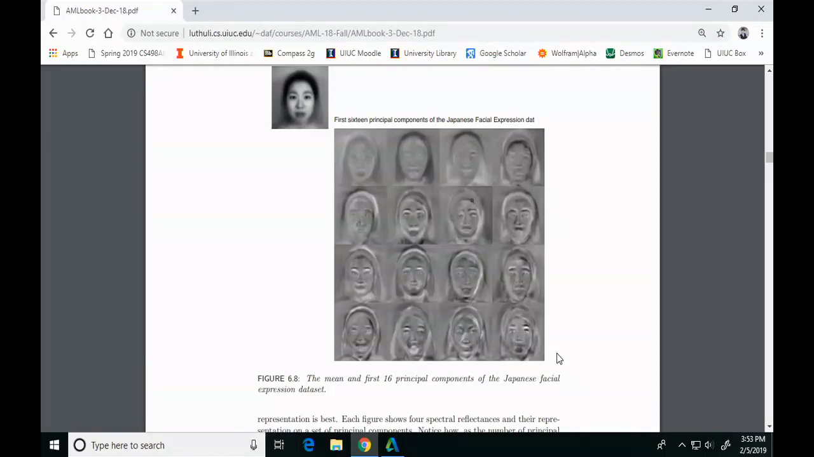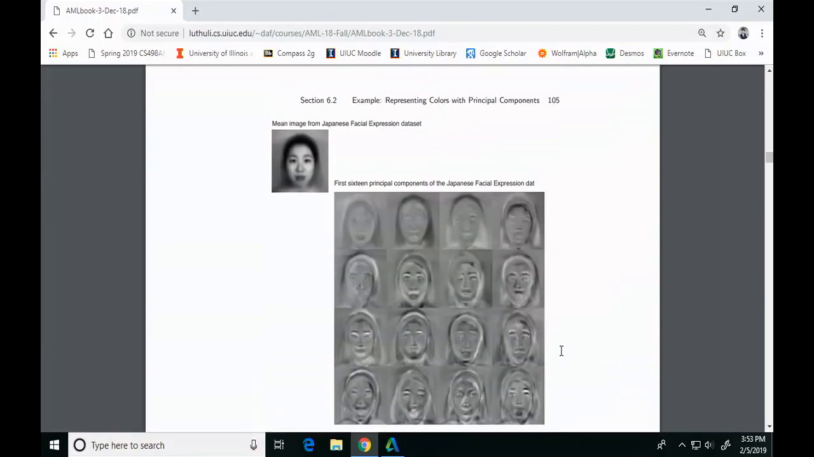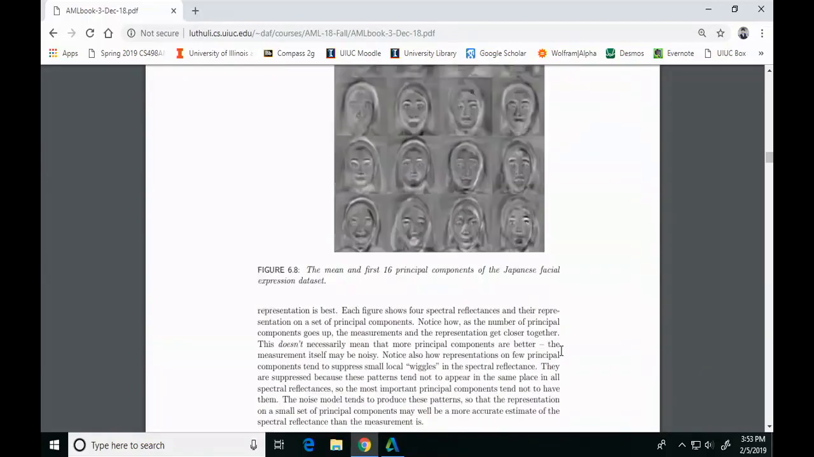You would never actually try to make a face by doing this, but that would be interesting. See if anybody can come up with their own face by adding a bunch of these together.